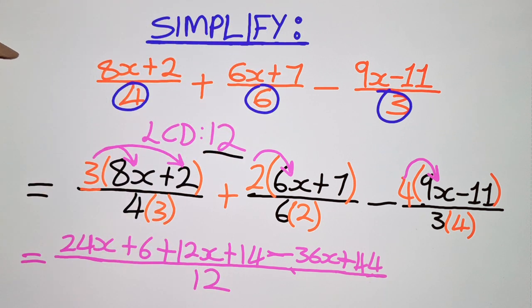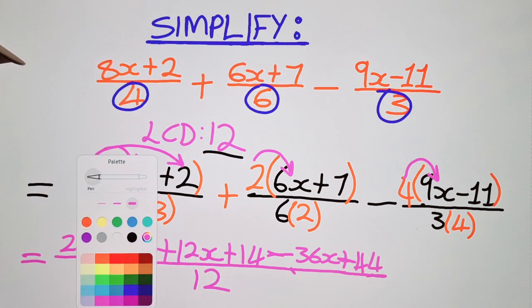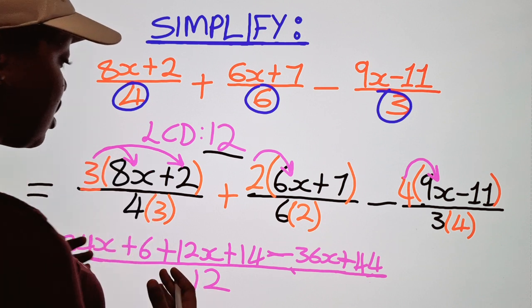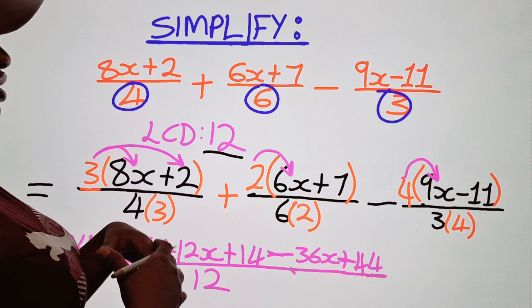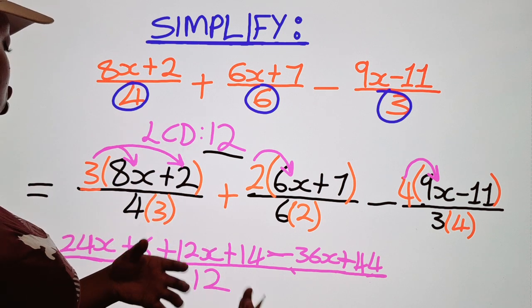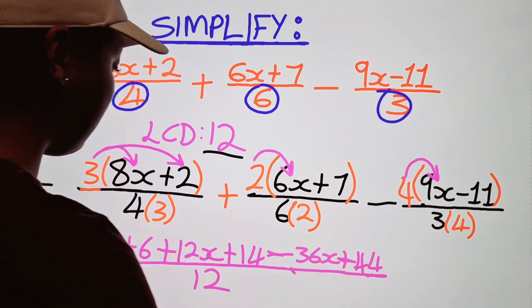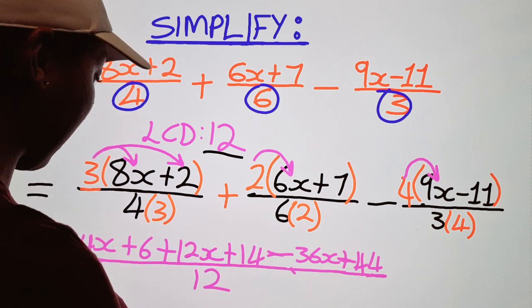Okay, then now we can look for like terms. We look at the like terms in terms of the variable. They must have a common variable. The variables must also have a common exponent. If they don't have variables, it means they're constants, you still pair them.